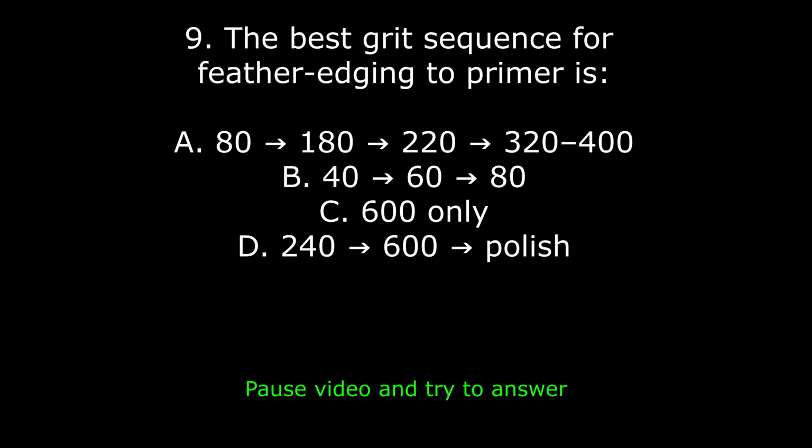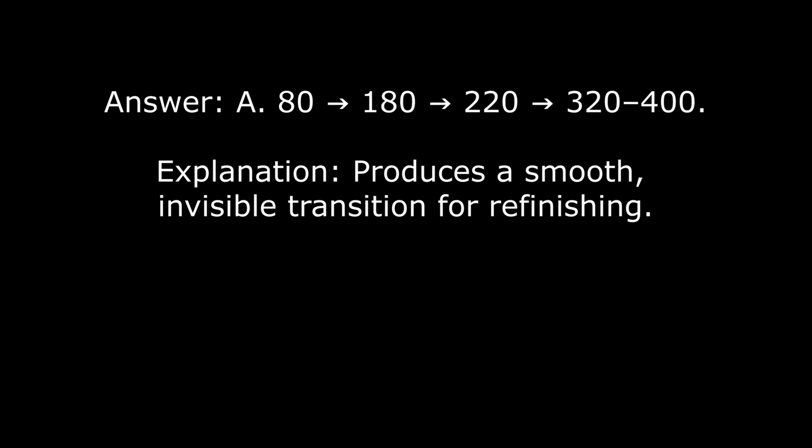9. The best grit sequence for feather edging to primer is A. 80 to 180 to 220 to 320 to 400. B. 40 to 60 to 80. C. 600 only. D. 240 to 600 to polish. Answer: A. 80 to 180 to 220 to 320 to 400. Explanation: produces a smooth, invisible transition for refinishing.